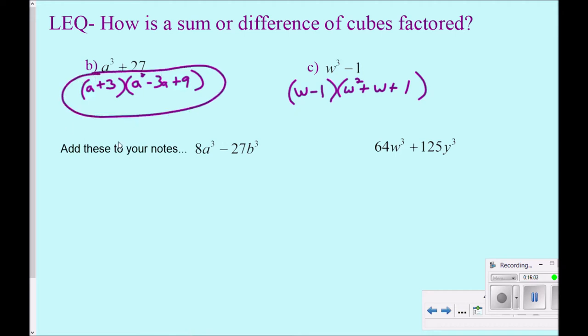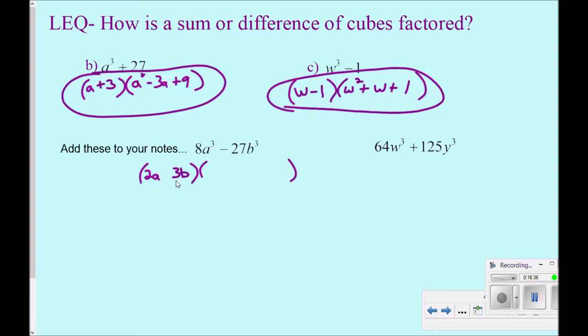Square 1. W times 1 is w. Next, these two are not on the sheet, but I would like you to add them to your notebook and try them. We'll try this first one together, and then you can try the next one. So, no GCF, but I do see difference of cubes. So, binomial, trinomial. I take the cube root of 8, which is 2, the cube root of a cubed, which is a, so the cube root of 8a cubed is 2a. I do the same thing with 27b cubed. The cube root of 27b cubed is 3b. This is a difference, so minus, plus, plus.